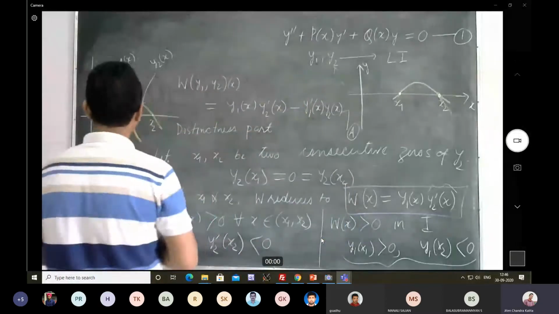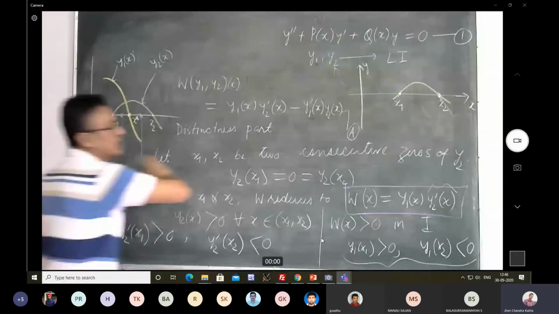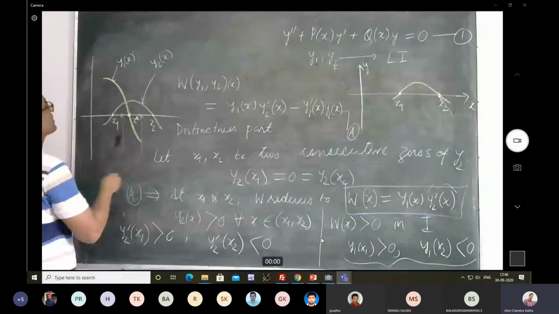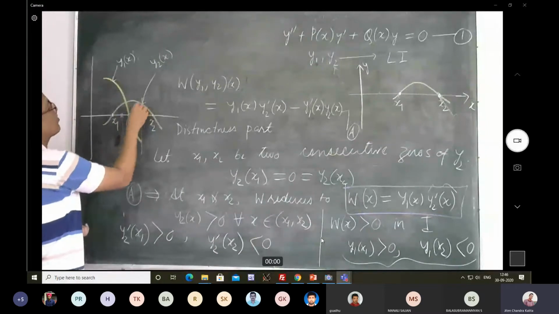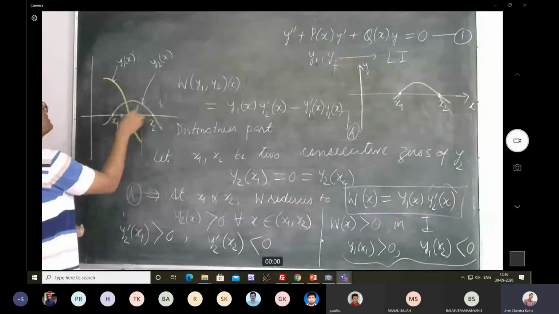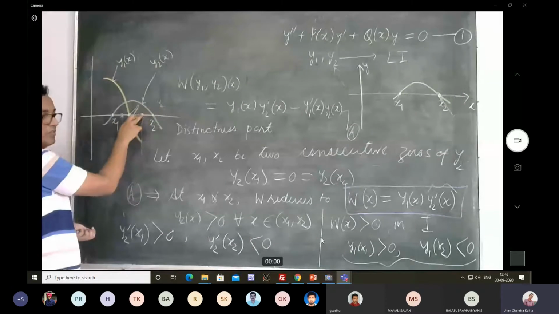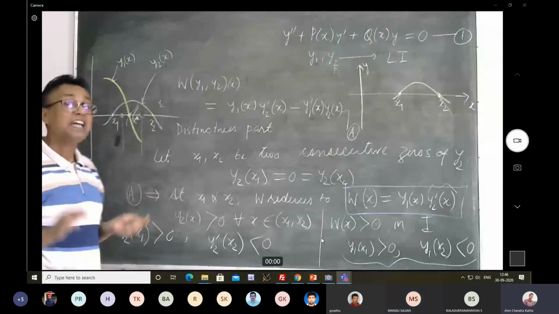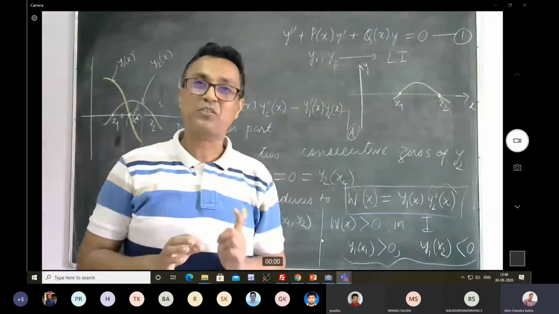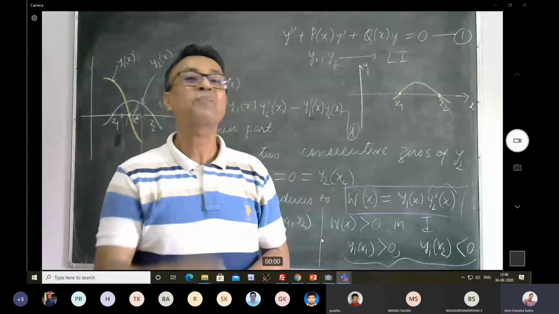So had I started with y1 at these two points, then this proof is going to lead me to a zero for y2 in this interval, between these two zeros of y1. Is it okay with everybody? But I have assumed that x1 and x2 are two consecutive zeros of y2. So I will get a contradiction.